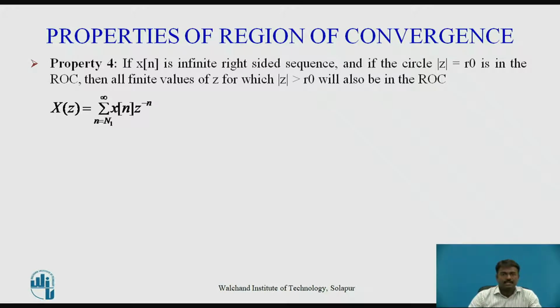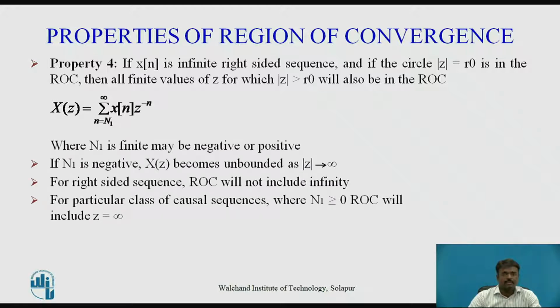Property 4 states that if x of n is an infinite right-sided sequence and if the circle mod z equal to r naught is in the ROC, then all finite values of z for which mod z is greater than r naught will also be in the ROC. X of z is equal to summation n equal to n1 to infinity x of n z to the power minus n, where n1 is finite, may be negative or positive. If n1 is negative, x of z becomes unbounded as z tends to infinity. For a right-sided sequence, ROC will not include infinity.